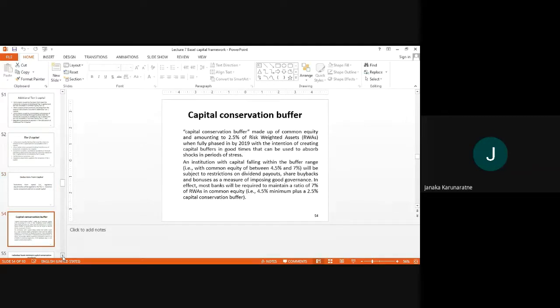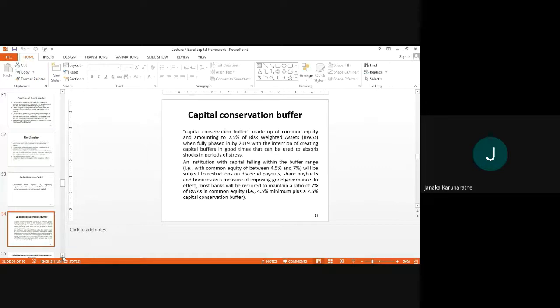Then, as I said, there are two buffers the Basel introduced. The first one is called the capital conservation buffer. Now, the capital conservation buffer is made up of common equity. So even here, you need to maintain common equity amounting to 2.5% of risk-weighted assets, when fully phased in by 2019. Basically, when Basel came into effect, the requirement was phased in on a gradual basis from the beginning in 2013, but now we are in 2022. Now it is fully implemented. So basically now it's 2.5% across the board.